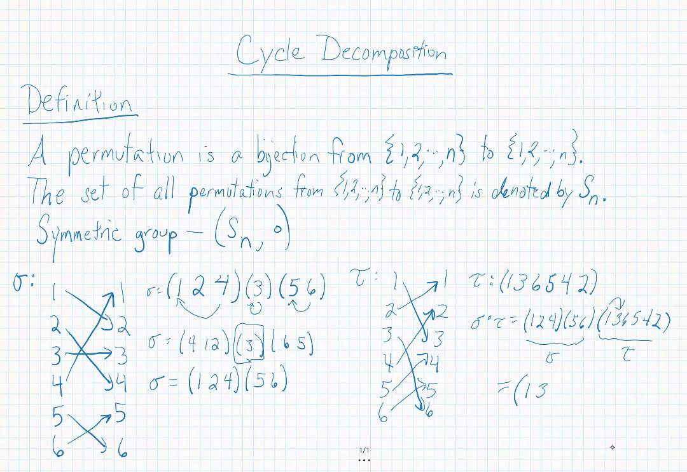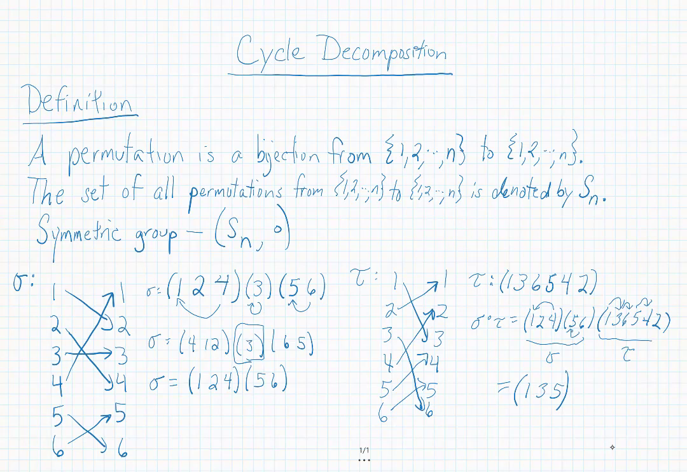Now moving on to the next bit, where does 3 go? Well, 3 goes to 6, and where does 6 go? 6 goes to 5. So 3, when you do this function composition, will go to 5. Now we have to see where 5 goes to. Well, our 5 in tau goes to 4. And where does 4 go to? Well, 4 goes right back to 1. Leaving us with 1, 3, 5 as one of our cycles.